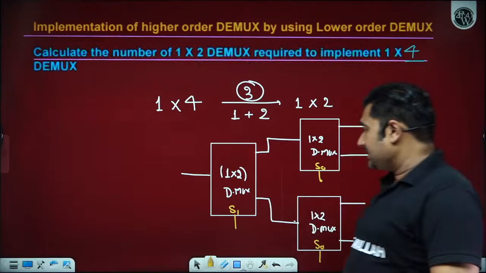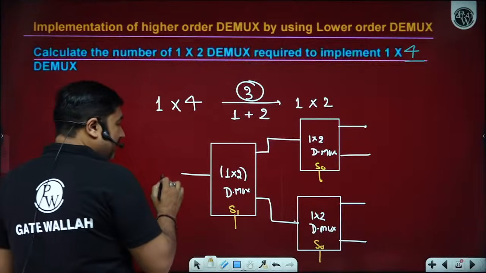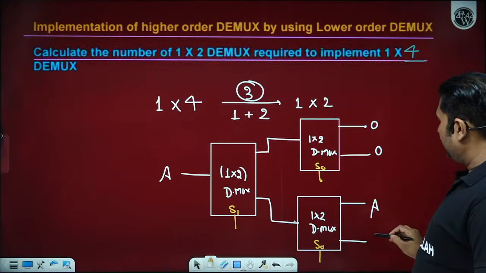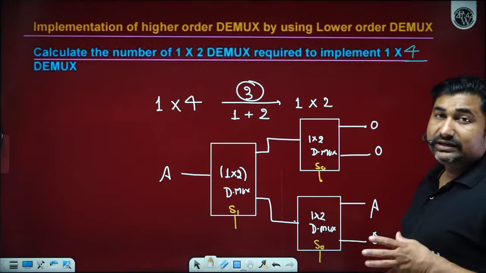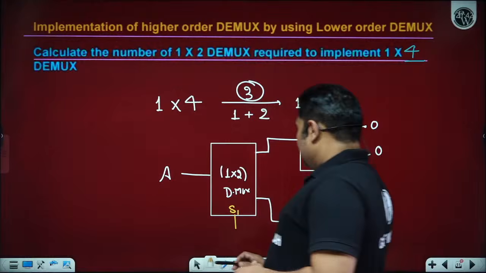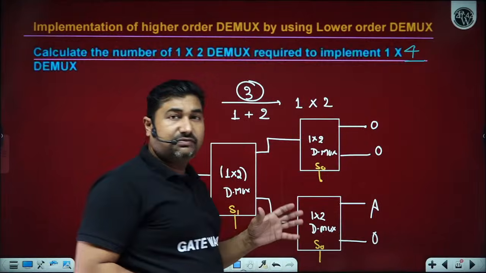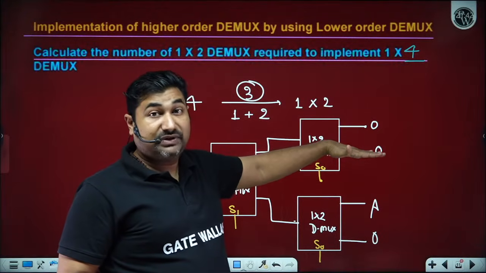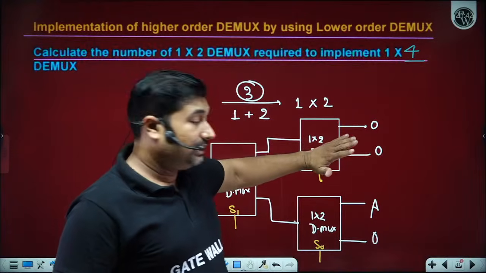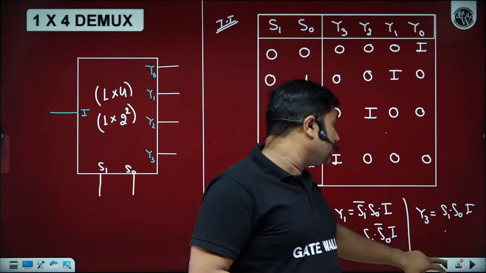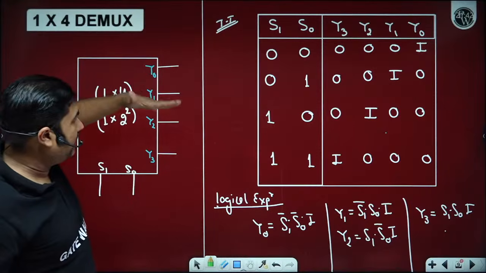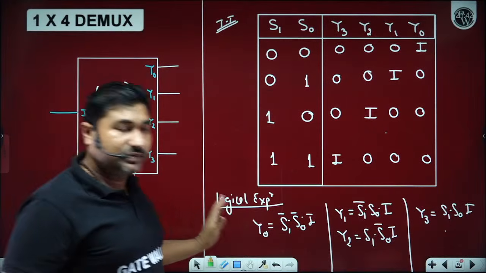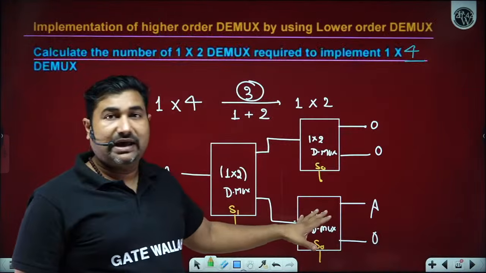Now why have I represented it like this? Please observe here. If we have A and I want A to be transferred here and want this out to be 0, what select line condition do we need to choose? Please observe here. Y0, Y1, in case it is a 1 cross 4 demux, then it starts from Y0, Y1, Y2, Y3, depending upon the binary condition of S0, S1, our input is transferred to the output. The same also justifies. Please observe here.